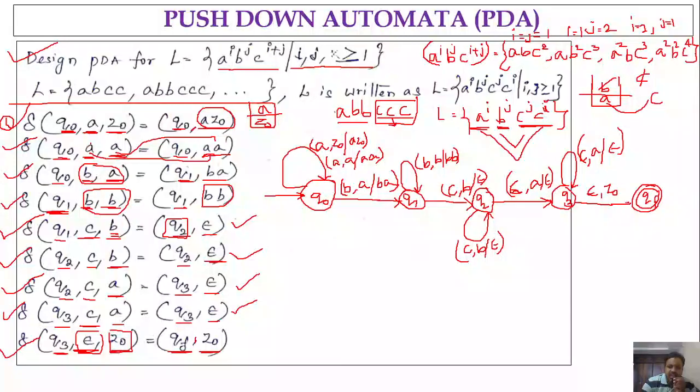Next, in Q3, if you get epsilon comma Z naught, you are going to push Z naught onto the stack and move to the state QF. Okay, so this is how we can construct the push down automata for this given language property.